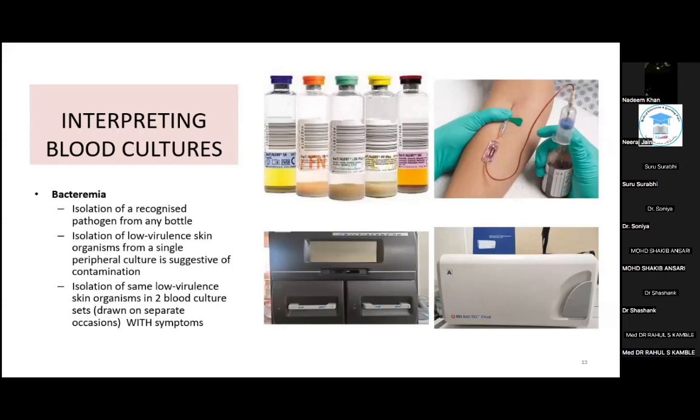Also, sepsis is not continuous at all times. Sepsis can be intermittent or transient too. Hence, the necessity of four blood culture bottles at an interval of an hour or 30 minutes.